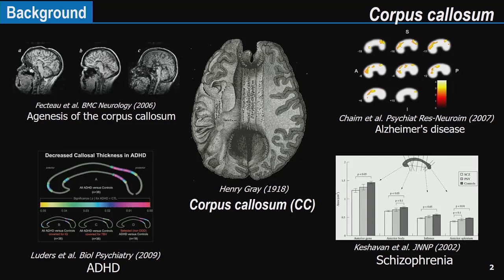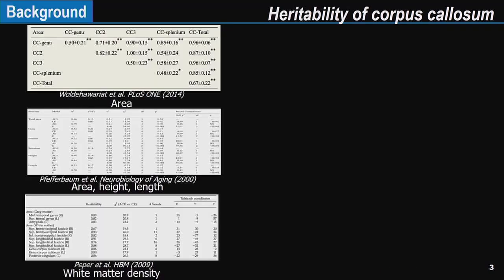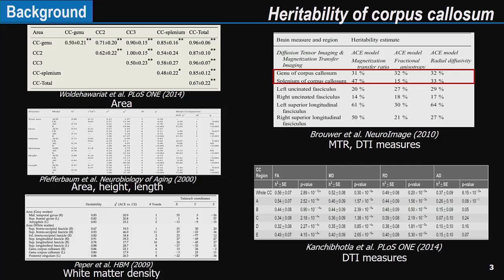The corpus callosum is the largest white matter structure in the human brain and is important for information communication between the two hemispheres. Its structure and function have been widely studied in both healthy and disease cohorts. The heritability of the corpus callosum is reported to be high for its structure measures, including area, height, length, and white matter density. But so far, only a few studies have focused on the microstructure properties of this area using DTI measures.